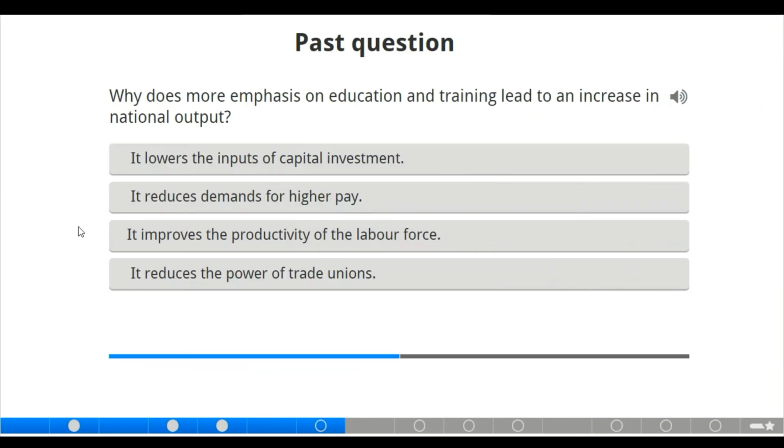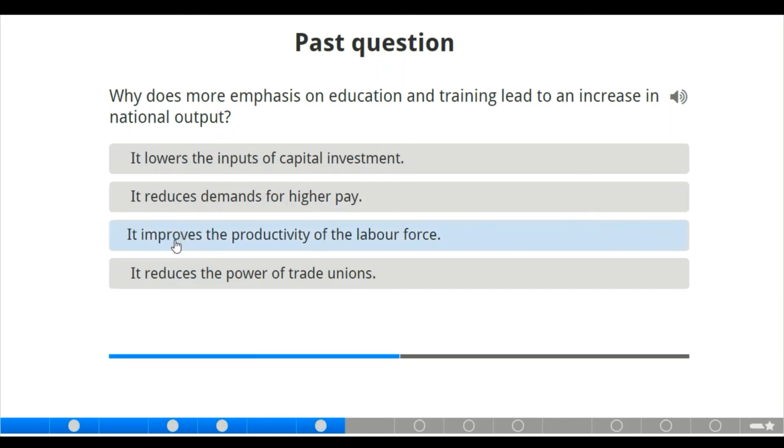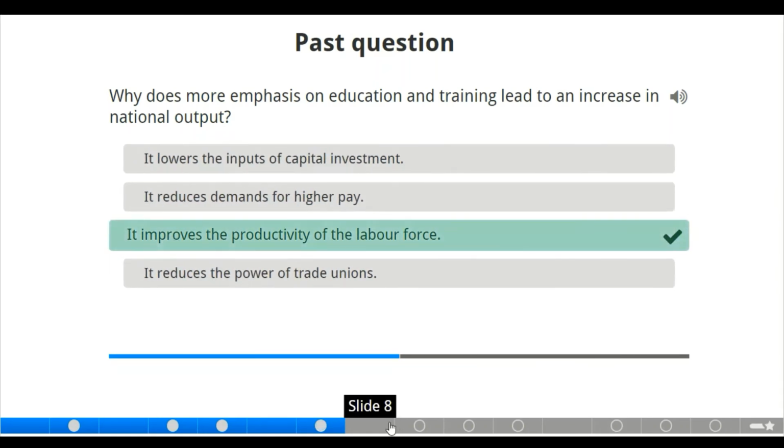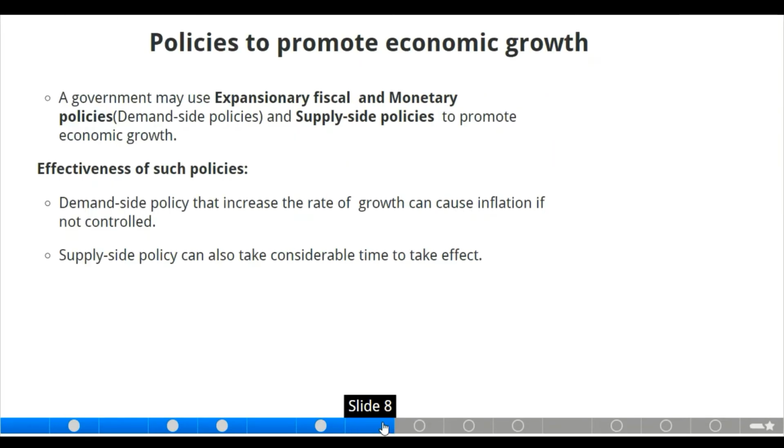We have one past question here. Why does more emphasis on education and training lead to an increase in national output? Now let us check these options out. It lowers the input of capital investment to reduce demand for higher pay. It improves the productivity of the labor force. It reduces the power of trade union. Of course, it improves the productivity of the labor force. Now we move to the next slide.